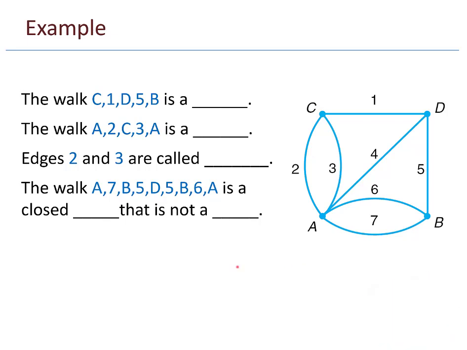All right. And this first one, this is a trail. Then the next one, a closed trail or a circuit. Edges 2 and 3 are called multiple or parallel edges. And this last big walk, this is a closed walk that is not a circuit.